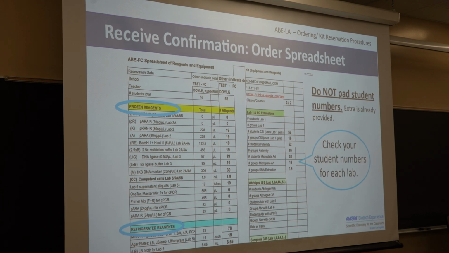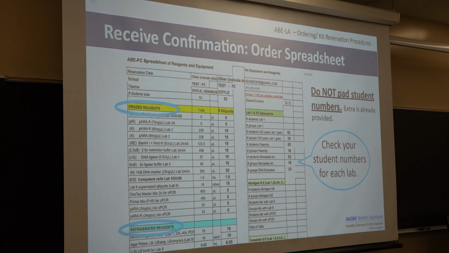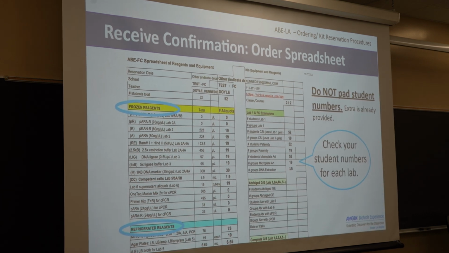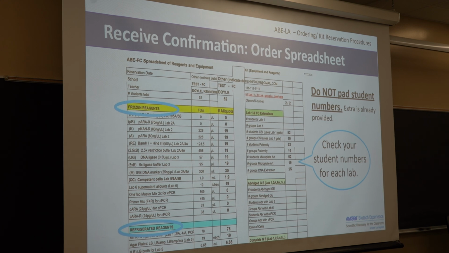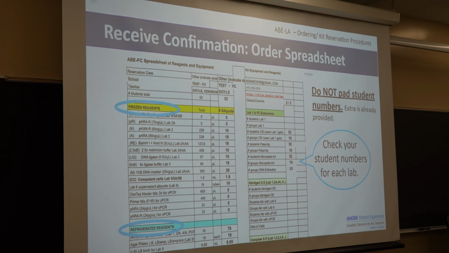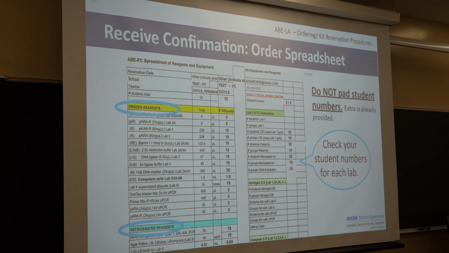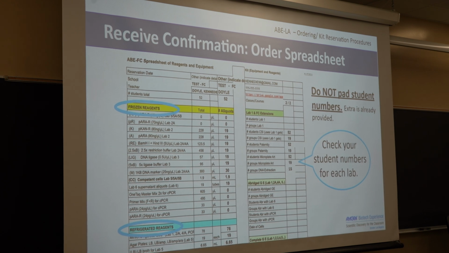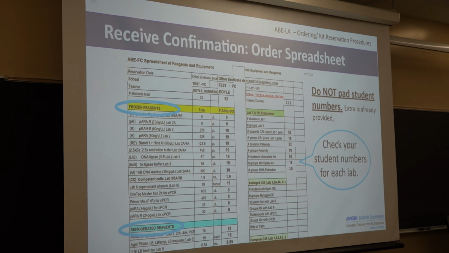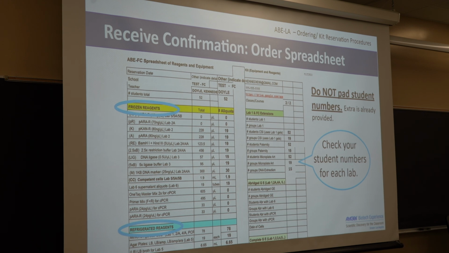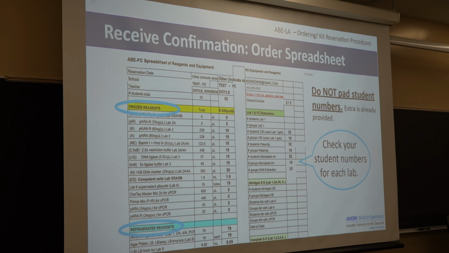And please do not pad the student numbers. I will give you enough reagents to make sure that you have enough, even in case anything happens. I will definitely give you enough reagents. But just double check your student numbers for each lab. I will again put this in the body of the email once I confirm with you.